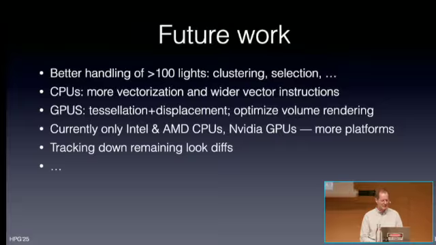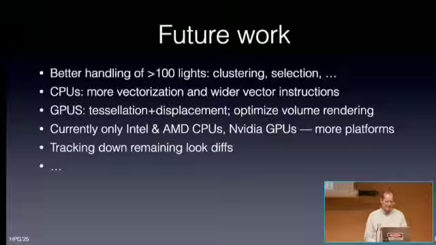We should handle many light sources better than we do. So in RenderMan RIS, we have a fairly sophisticated light clustering and selection algorithm. We need something similar in XPU. As far as CPU speedups, well, all of the code is written with vectorization in mind. So we would like to utilize vectorization even more, and also like to use even wider vector instructions, like the 16 wide ones. As far as GPU speedups, as Julian mentioned, currently we do all tessellation and displacement only on CPUs, but why not let the GPUs help out? We'd also like to optimize the volume rendering on GPUs.